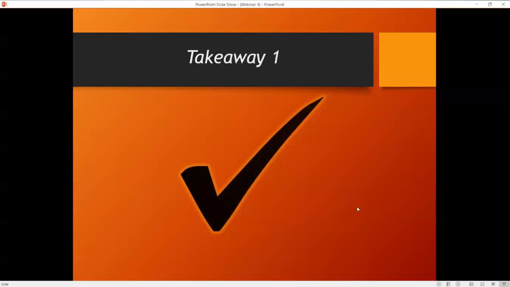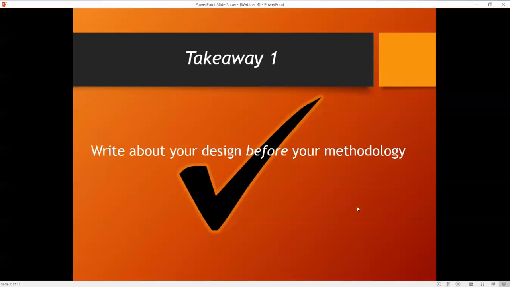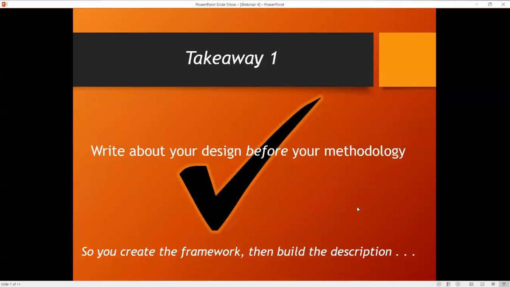So the first takeaway for today is really simple. Write about design before methodology. If you're going to mix them up together, at least write about the implied design first. Like, it's a particular period of study, and that will suggest to the reader that you are using a certain approach to your research. So you create the framework, then you build the description, rather than building the description and then creating the framework. So that's one point, establishing priority.